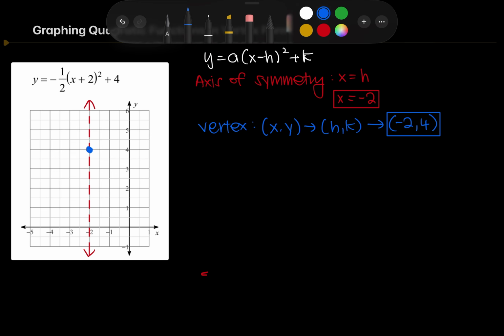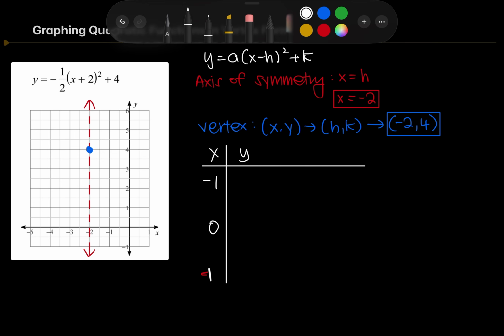To graph this, I'm going to make an x-y chart here. I have to choose a side, either the left side of the axis of symmetry or the right side. I'm going to choose the right side because on the right side, starting from negative 2, you count up: negative 1, 0, 1. If you choose the left side, you're going to be working with negative 3, negative 4, negative 5. Negative 1, 0, 1 is easier to work with, knowing that I have to plug it back in to solve. So I'm going to start with negative 1, and the next one is going to be 0, and the next one is going to be 1.